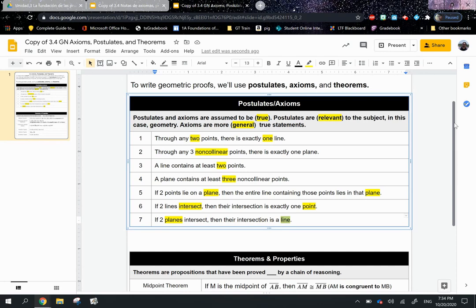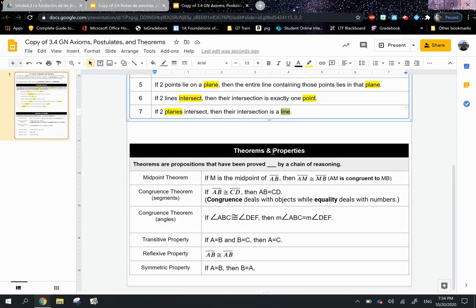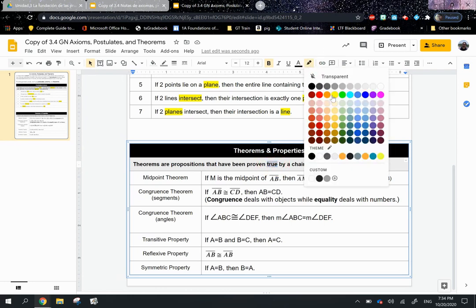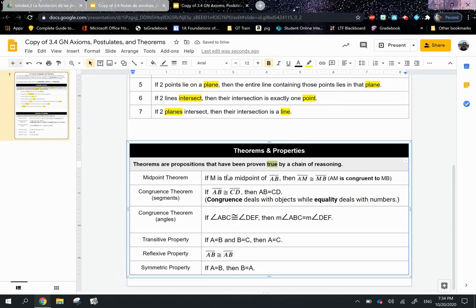We can see that. Now, theorems, on the other hand, down here, theorems are propositions that have been proven true by a chain of reasoning. So theorems don't start off as true. Theorems will actually begin their life as conjectures, as hypotheses, as guesses. And through rigorous testing using two-column proofs, we can turn a conjecture into a theorem if we prove that to be true. So in contrast to postulates, theorems have to be proven true before we can use them.